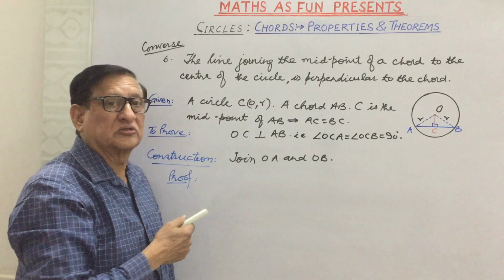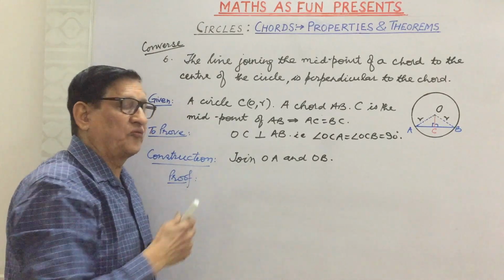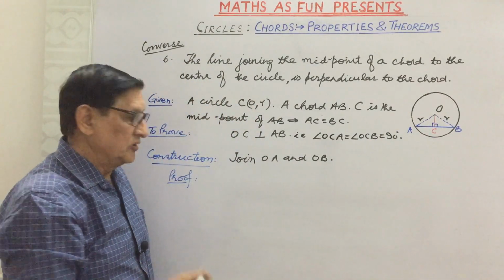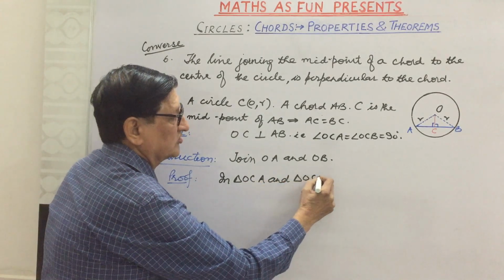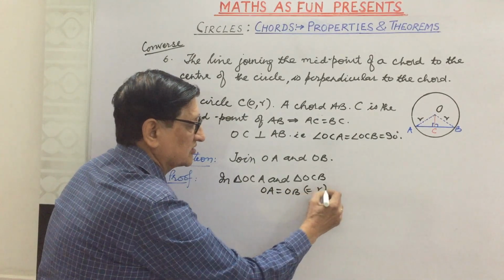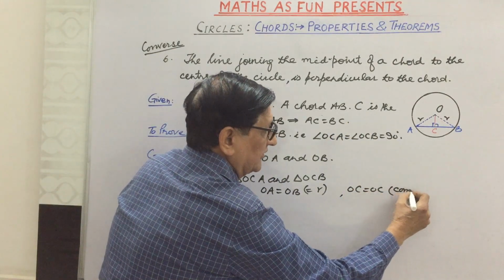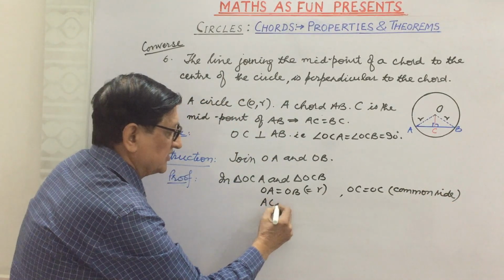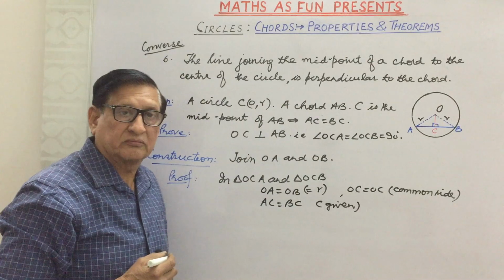Now here also we need a construction, that is join OA and OB. And then we go to the proof. For proof, again we are going in the same triangles OCA and OCB. So we write in triangle OCA and triangle OCB, OA is equal to OB, that is the radius of the same circle. OC is equal to OC, that is common side to both. And AC is equal to BC. This is what we have been given, that C is the midpoint.